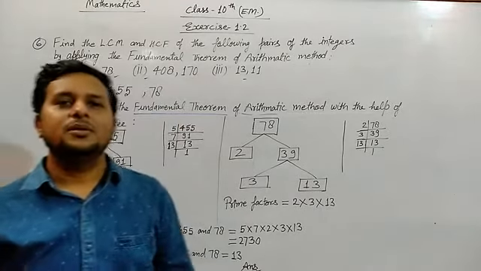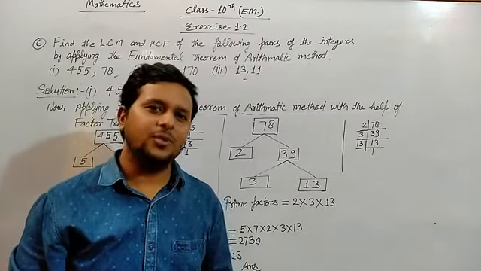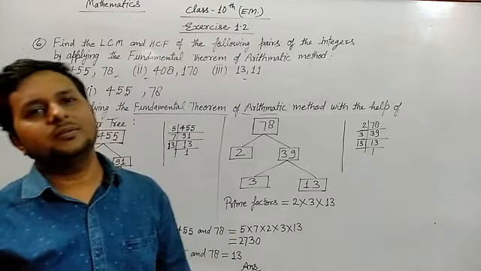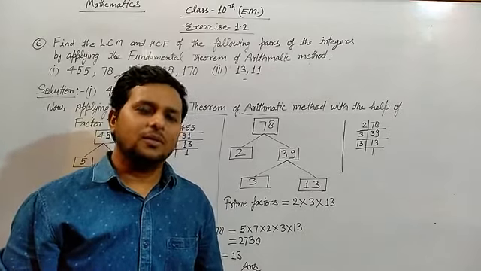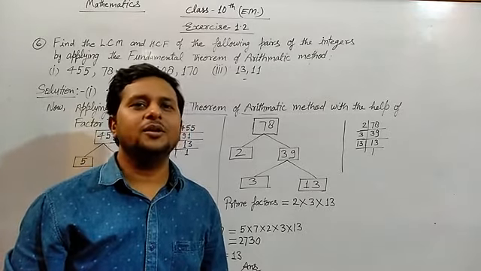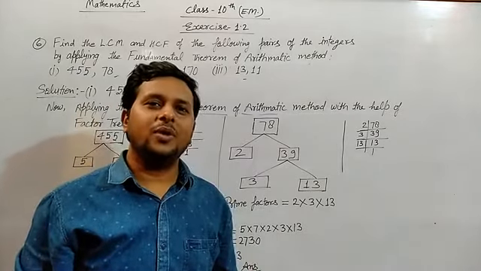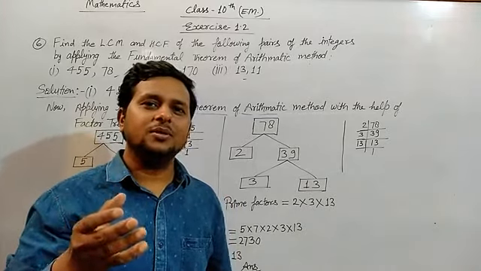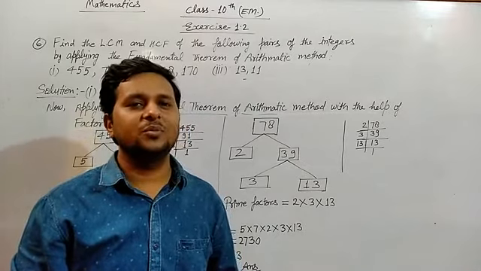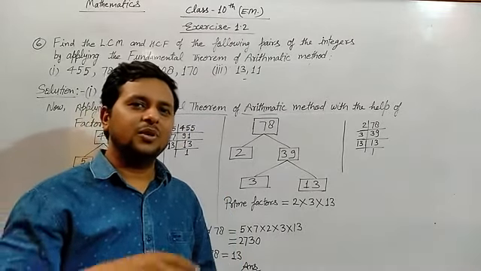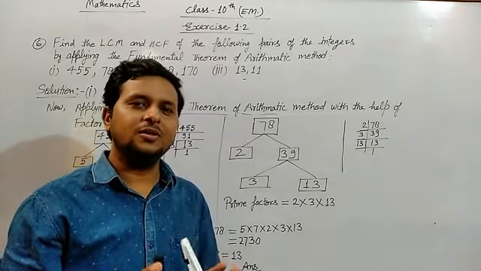prime number. Those numbers which cannot be divided by any other number except one and the number itself. It means the number which cannot be divided by other number than one and the number itself is called prime number. Means that number will be divided by only one and the number itself. That is called prime number.